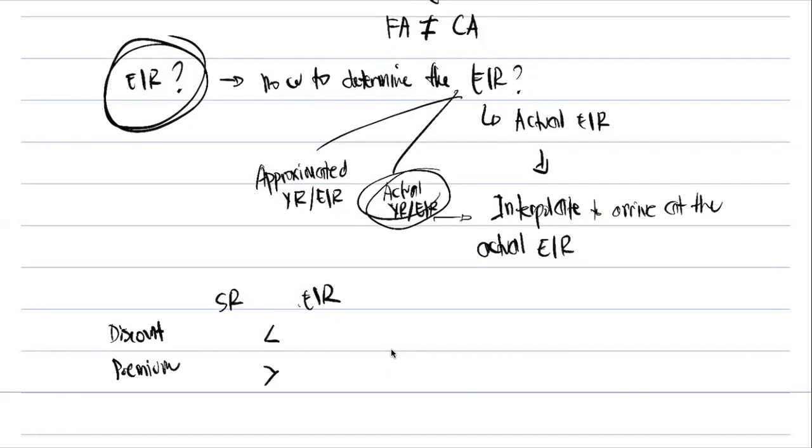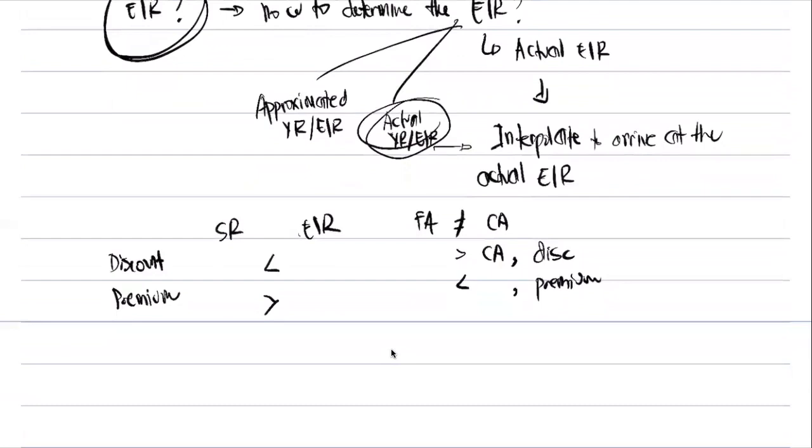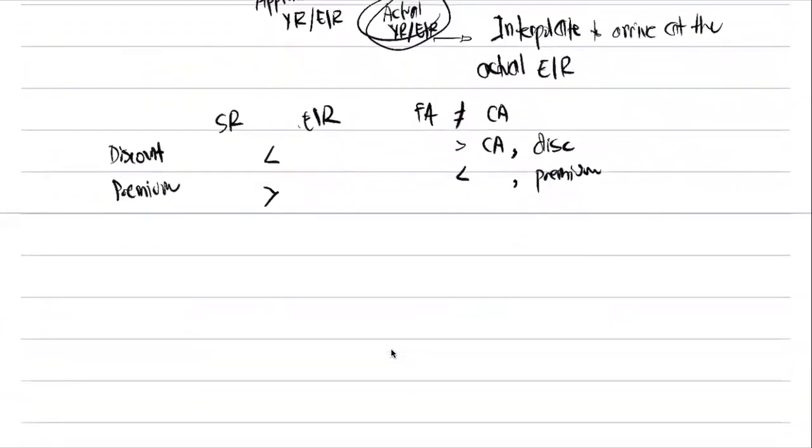Okay. So what's the use of this? For example, you already computed the carrying amount and you compare it to your face amount, right? There is a difference. If the face amount is greater than your carrying amount, what did we say? Again, this is a discount. If it's lesser, then we have a premium. After knowing it is a discount, let's say our example.